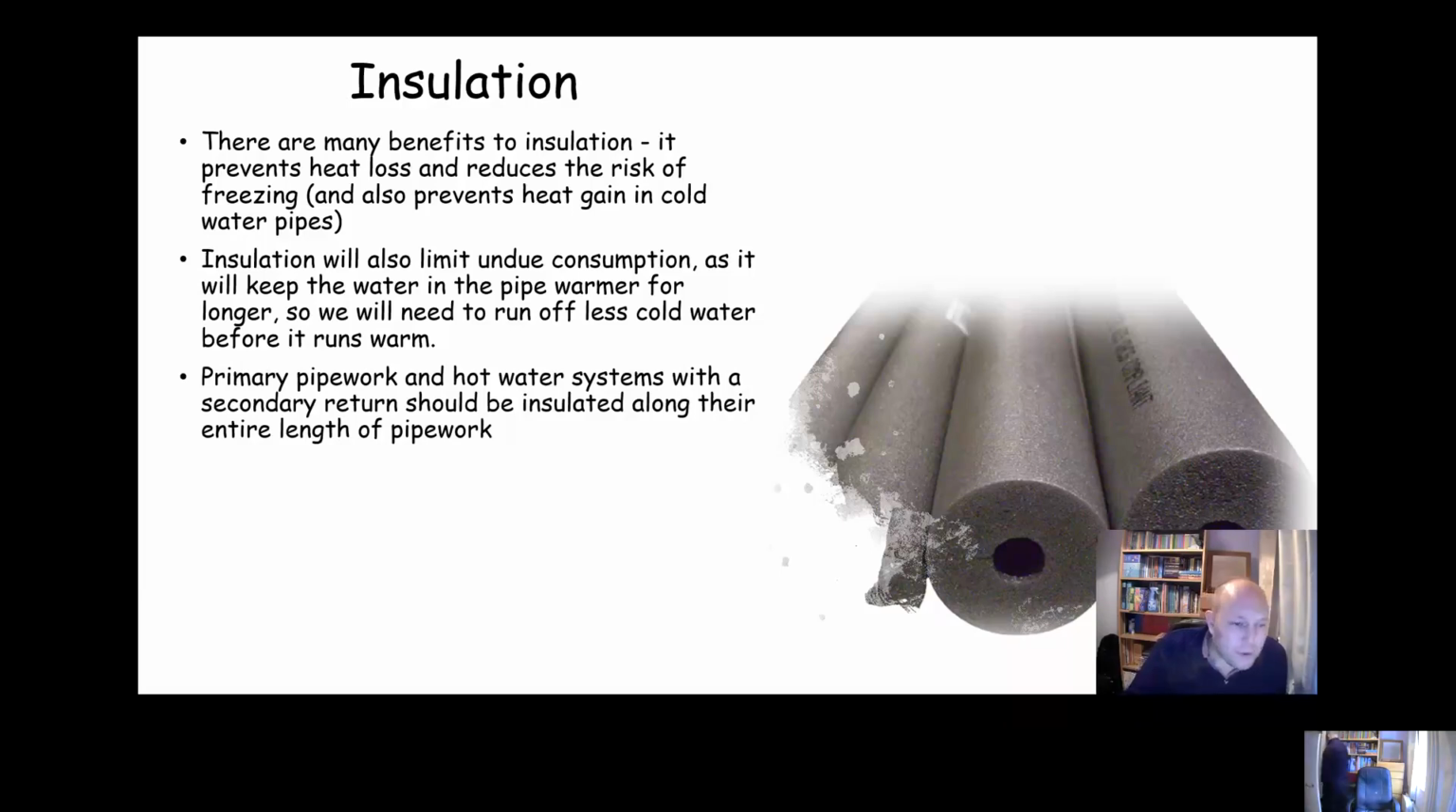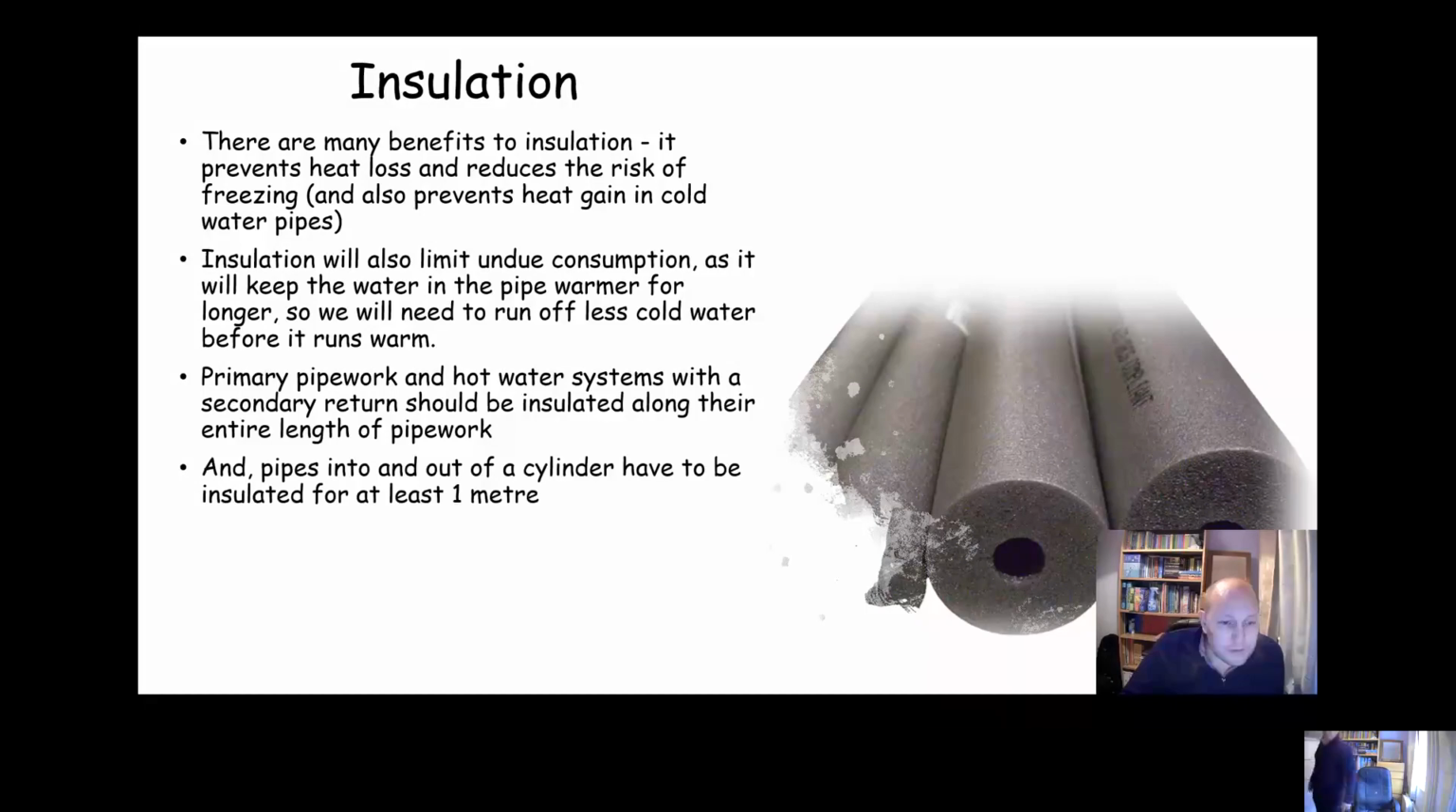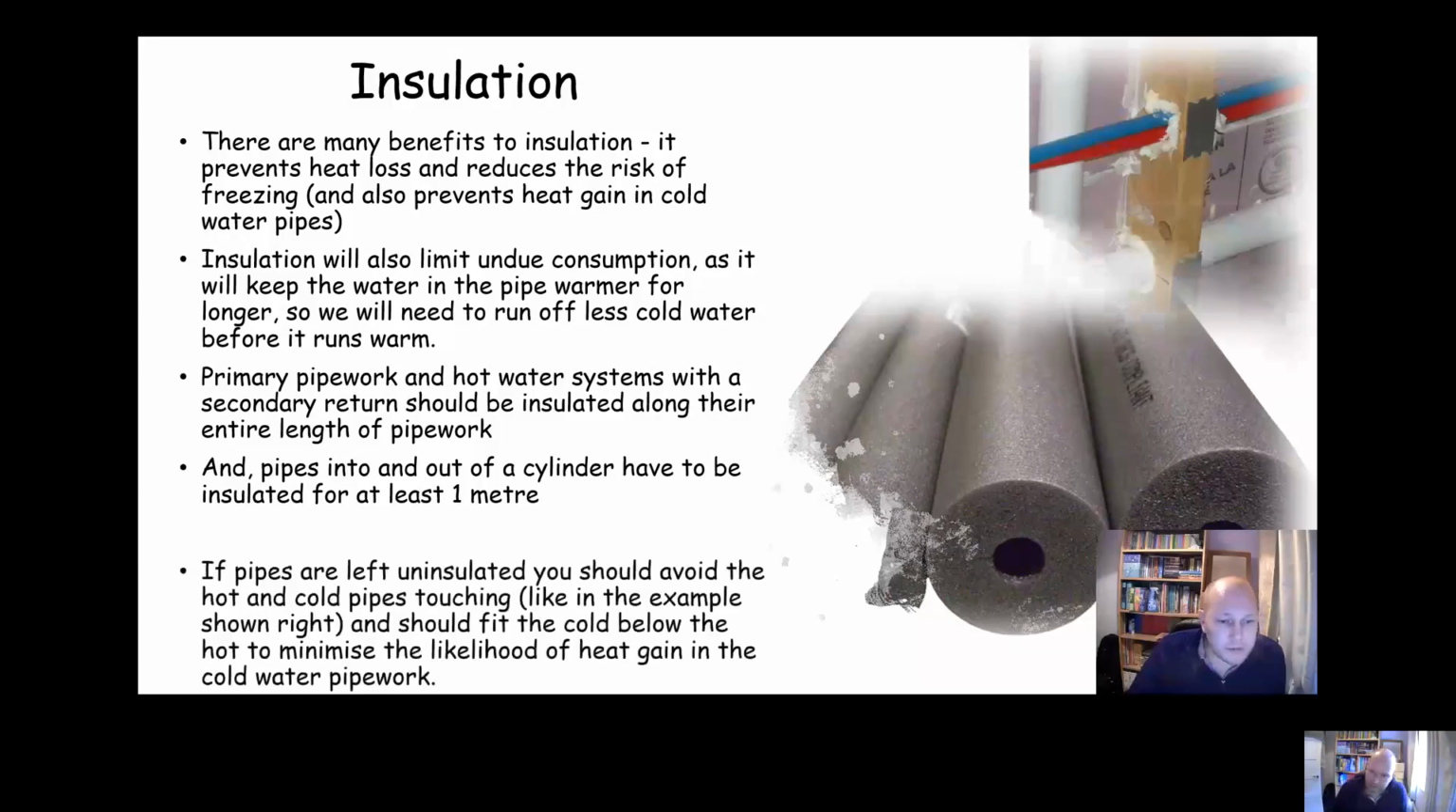Worth noting, all primary pipework, as far as possible, should be insulated, and the hot water system pipework, if it's got a return on it, should be insulated along its entire length as far as practicably possible. If it doesn't have a return, then the maximum uninsulated pipe lengths are 12 metres for 15 and 22 mil pipe. But it's also worth noting all of the pipework into and out of the cylinder should be insulated for at least 1 metre.